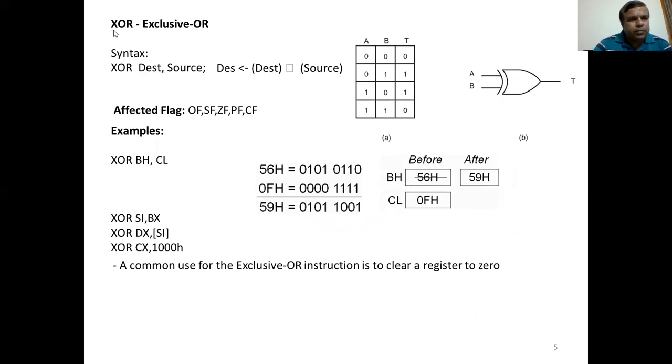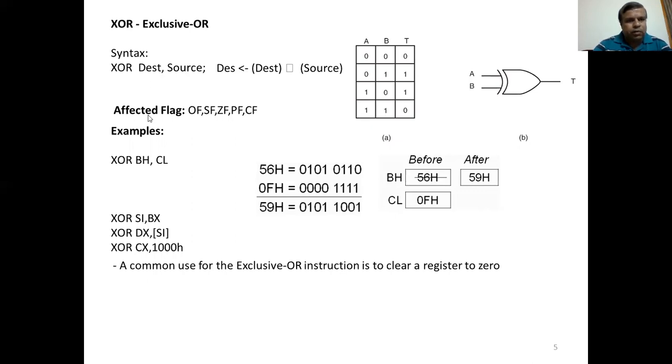Next logical instruction, XOR, stands for exclusive OR. The syntax of using the exclusive OR instruction is XOR destination, source. This instruction logically exclusive ORs each bit in the specified destination operand with the corresponding bit in the specified source operand, and the result is stored in the destination operand. As usual, the source operand can be a register or memory location or immediate number, whereas the destination operand can be a register or memory location.